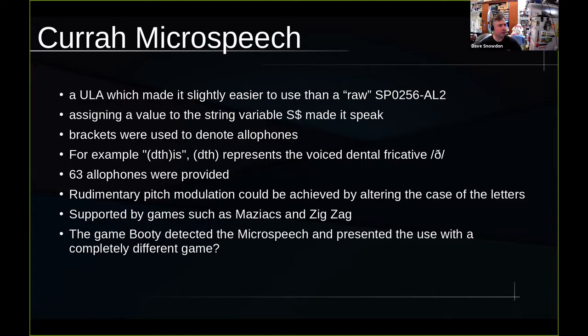And you could give it strings that looked like text, and then if you wanted more control of pronunciation, to say a particular allophone, you could put this expression in brackets, so this DTH in brackets means the part of this. And it gave you basically 63 different sounds, 5 of which were pauses of various length. You could use uppercase and lowercase to give you a slight pitch modulation.